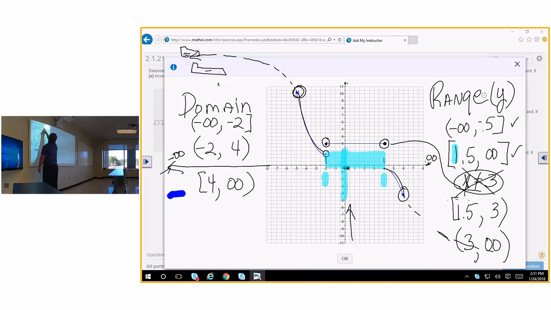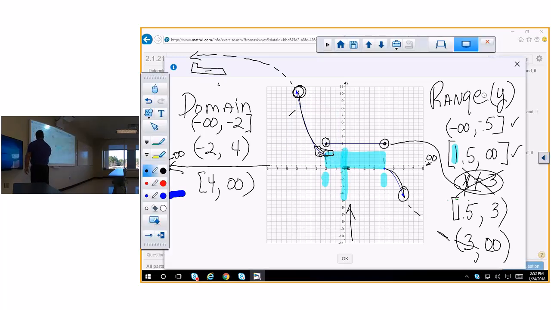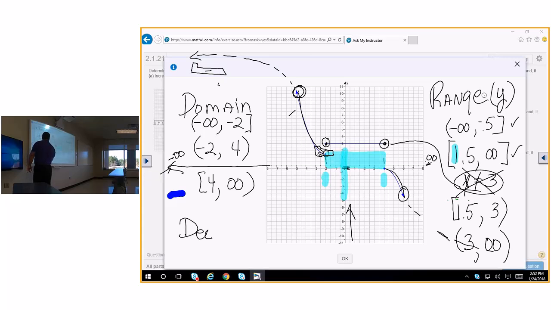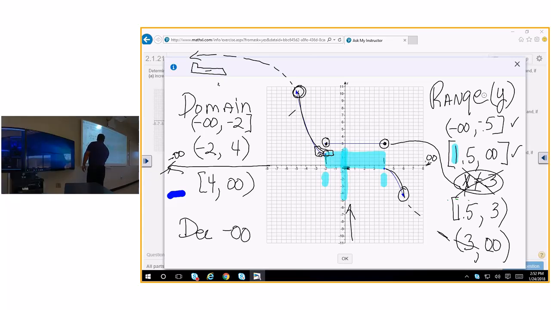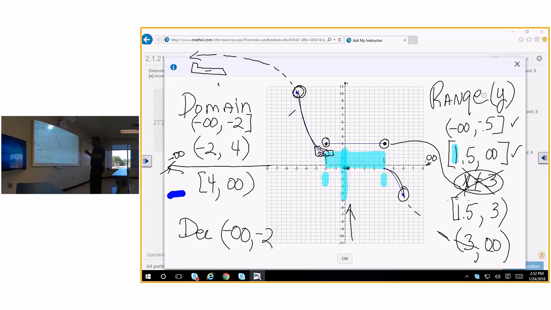And what are we doing from left to right? We're decreasing until it gets to what? Until it gets to -2. So it's decreasing from -infinity to -2. And the first thing somebody's going to say is, what do you mean -2? That's -1.5. All of these things are in terms of x, except for y. So you don't even look at the y-axis.